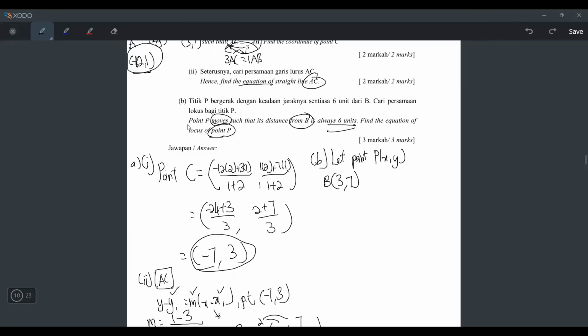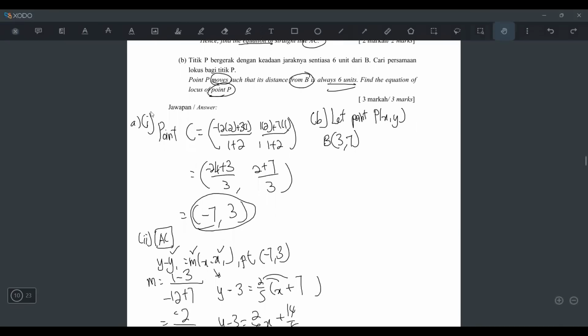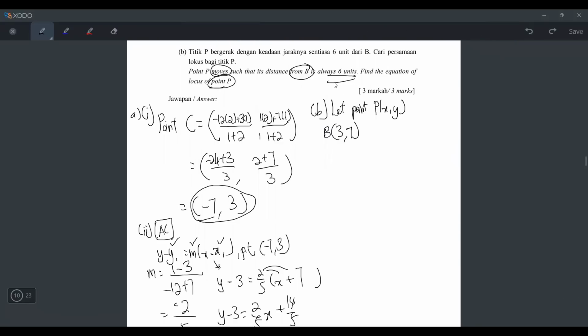So this type of locus question is the easiest type, because there's just one fixed point and one moving point, and there's no ratio. All you have to do is just use the distance. You can skip the ratio part and go straight to the distance formula, and they already say the distance has to be 6. So PB, the distance, has to be always 6. So I will just use the distance formula.